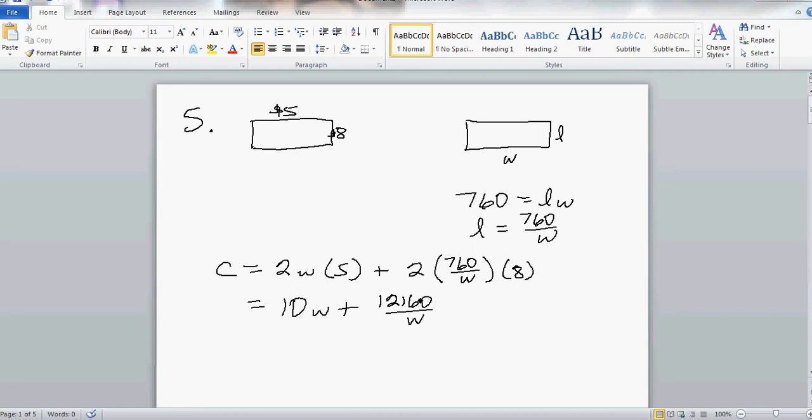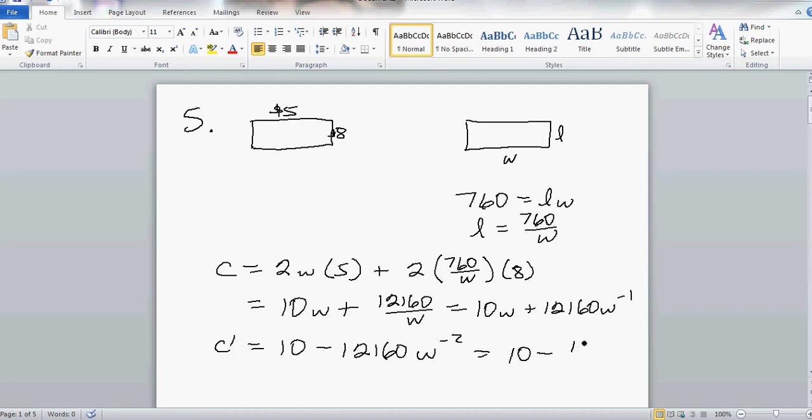Now this is the cost, so we want to minimize this, which means we have to take the derivative. So since we're going to take the derivative, the first thing I'm going to do is write it in user-friendly form. So that would be 10W plus 12,160 W to the negative first power. So now, taking the derivative of the cost, we would get 10 minus 12,160 W to the negative 2, which of course is 10 minus 12,160 over W squared.